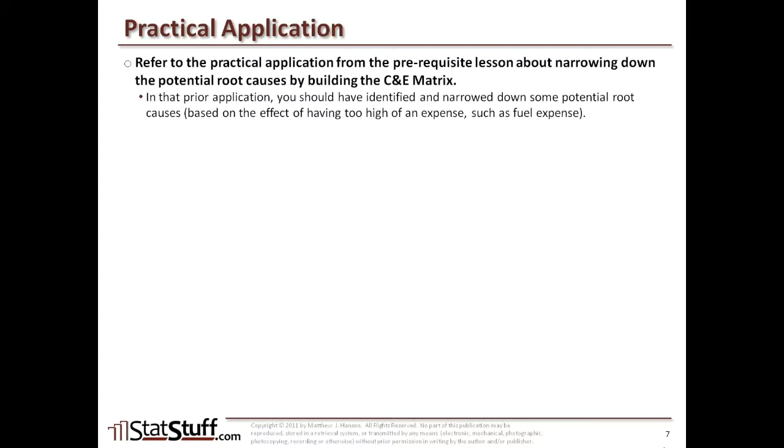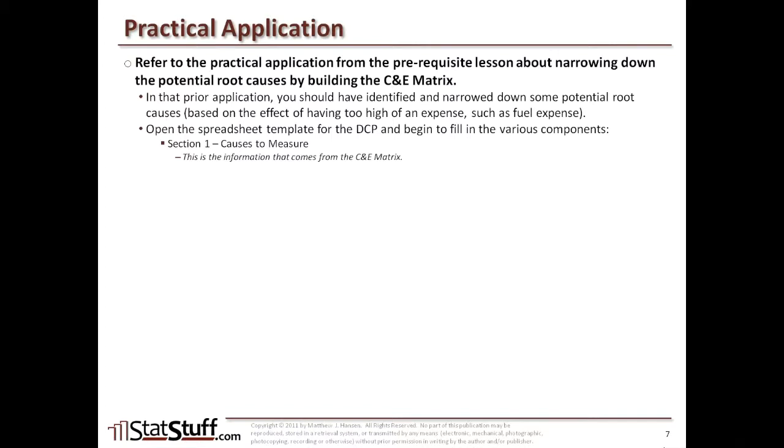Using that as a baseline for this practical application, I recommend you try opening up the spreadsheet template that's provided for building the data collection plan, or DCP, and then follow through with these steps in building the DCP, starting off with the first section about the causes to measure. This is where you grab the information from that C&E matrix and embed it within that first section of the DCP. Then try to fill in the second section for the data sources.